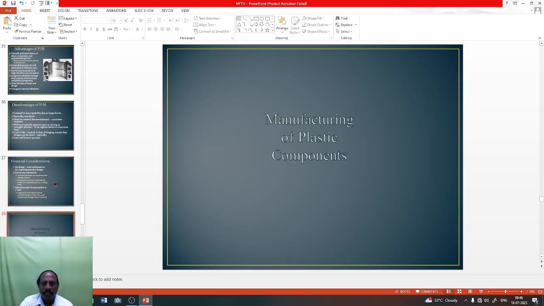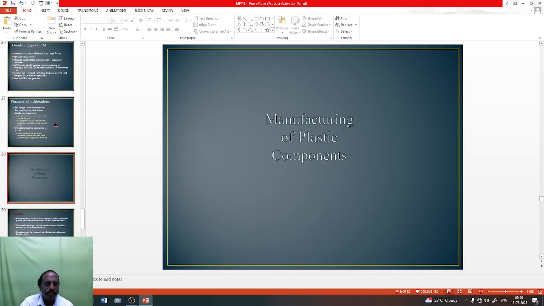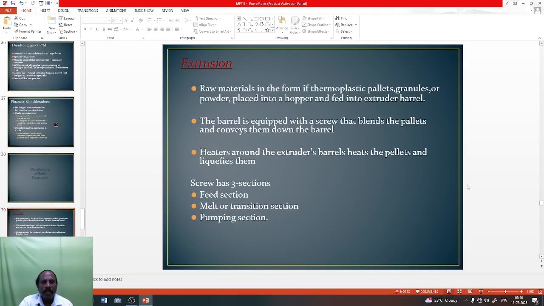So, manufacturing of plastics. Raw materials in the form of thermoplastic pellets, granules or powder are placed in the hopper and fed into the extruder barrel. The barrel has a screw that blends the pellets and conveys them down the barrel. Heaters around the extruder barrel heat the pellets and liquefy them. The screw has 3 sections: feed section, melt or transition section, and pumping section.